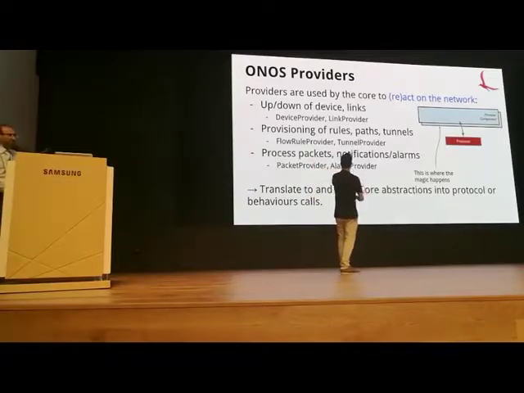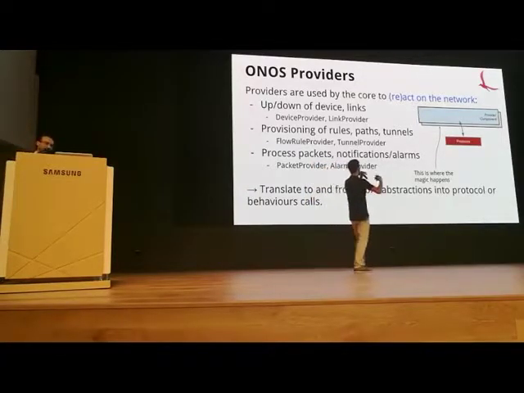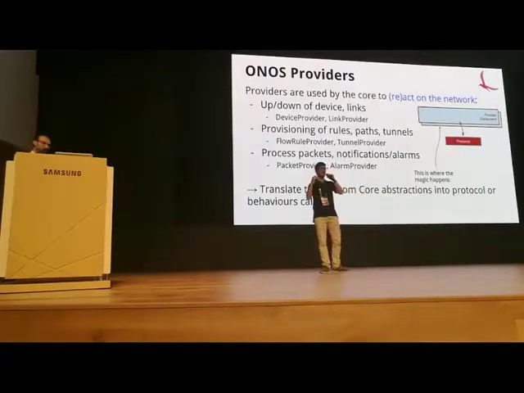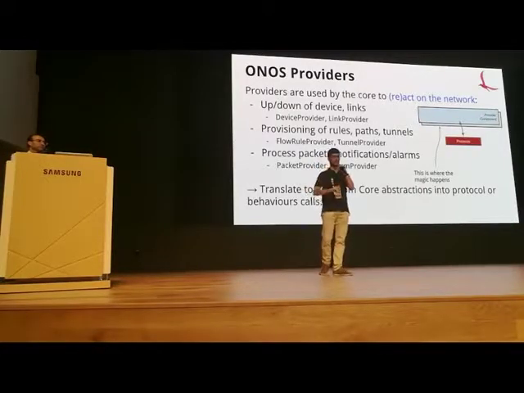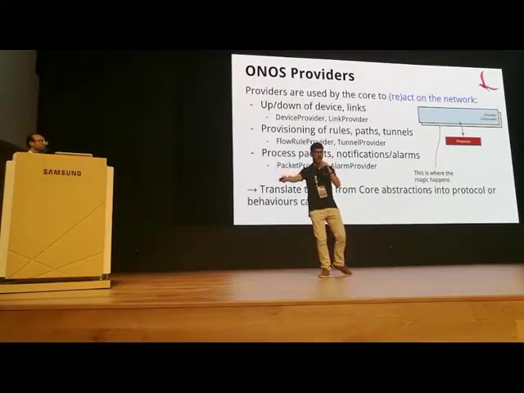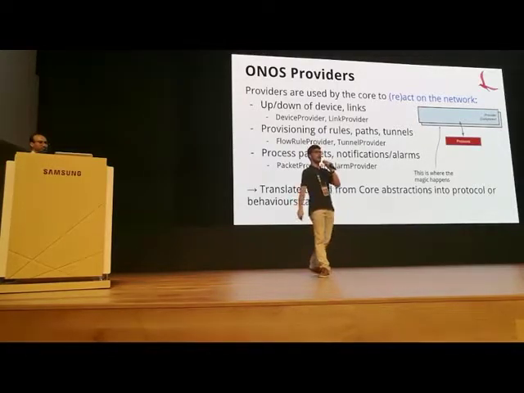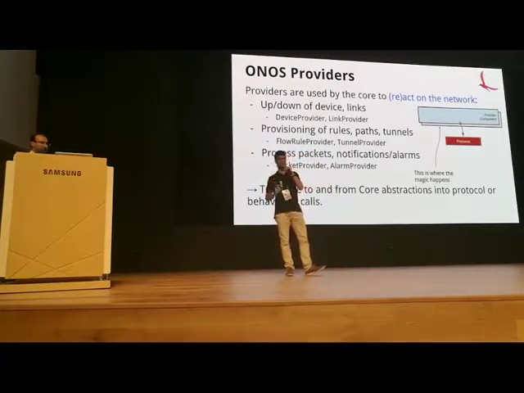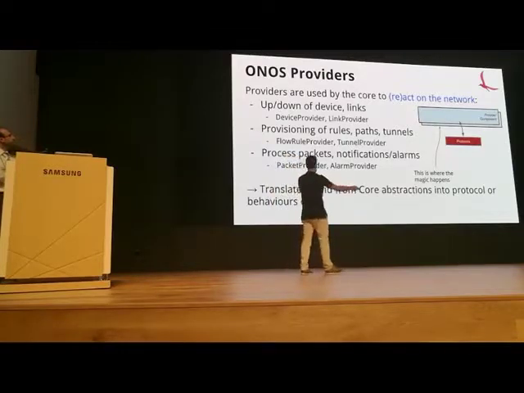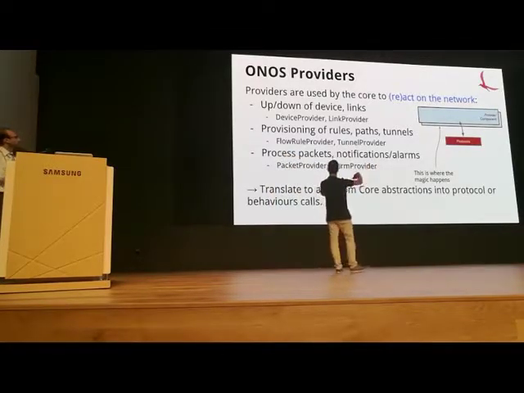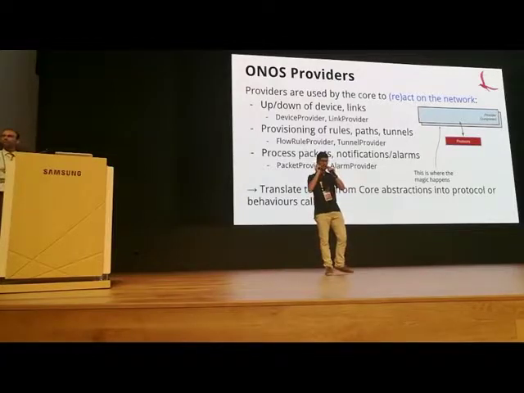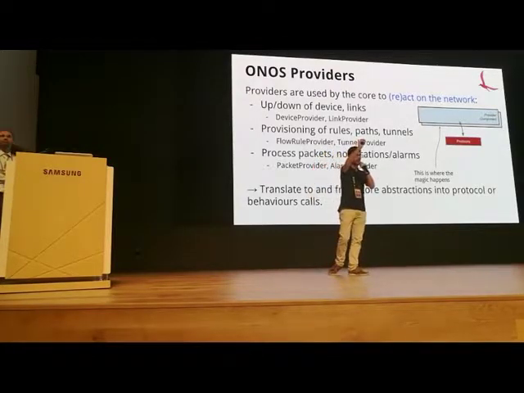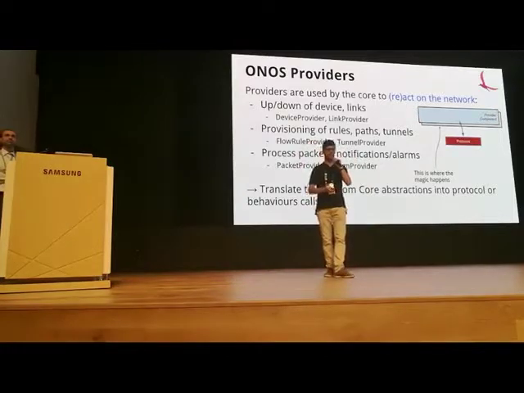Then, the providers are the part that actually reacts on the network. The protocols are the dumb element. They're just the pipe to communicate to the device. But where the up and down of devices and links is handled is the provider: the device provider, the link provider. Then here is where we provision the rules. We have provisioning of paths and tunnels. We also process packets. We have notifications and alarms. Basically, the key element of the providers is that they translate from core abstractions into protocol and behavior calls.